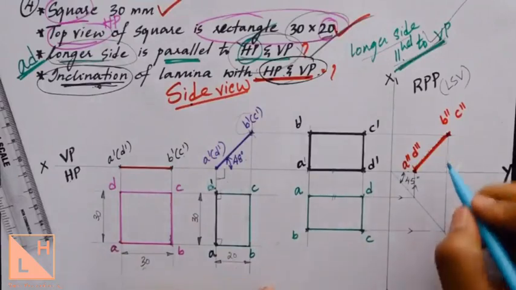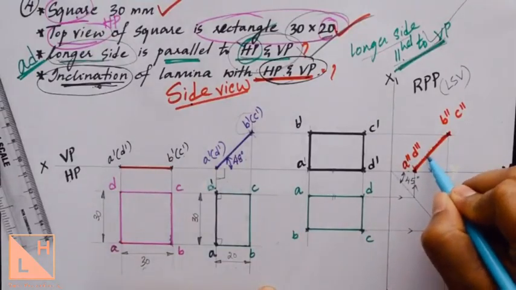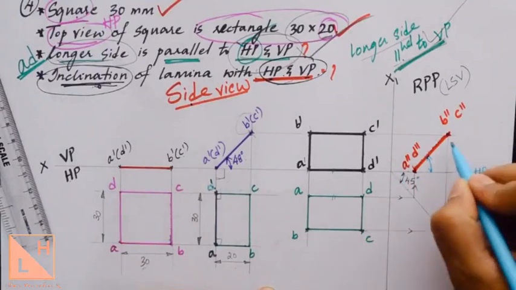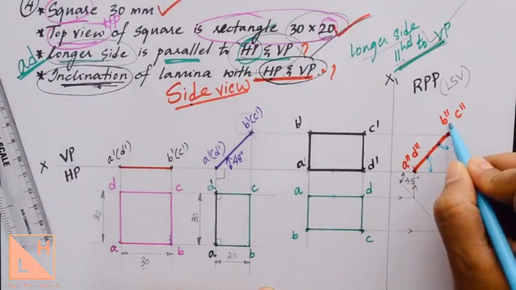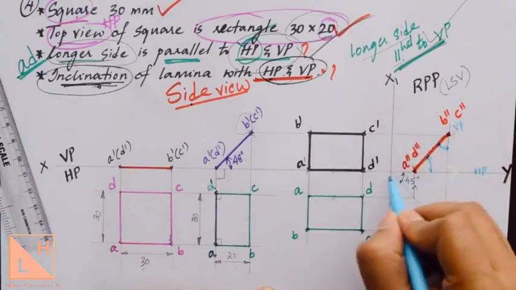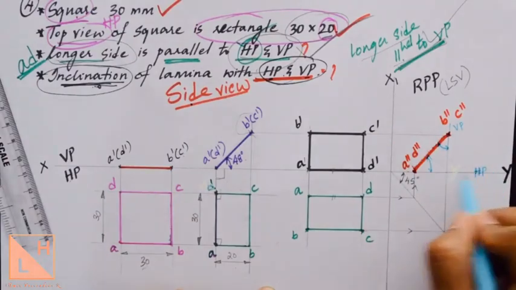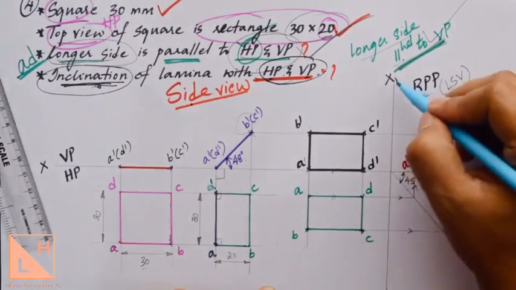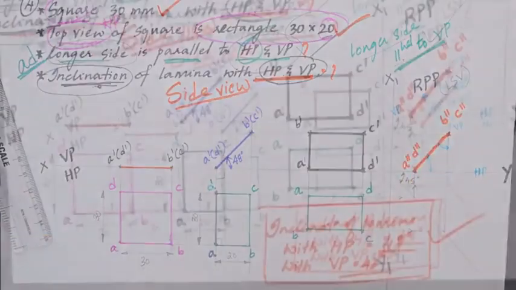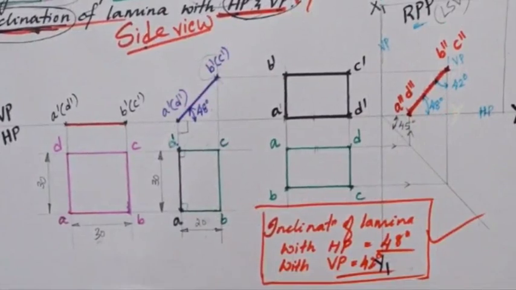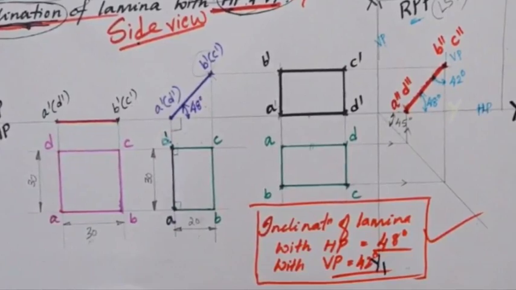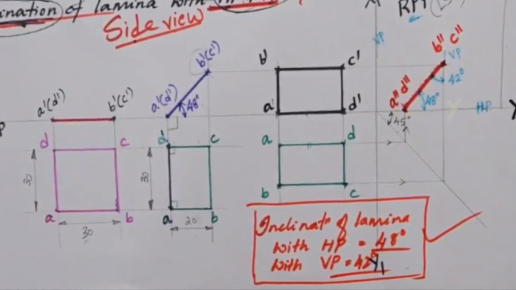After generating the side view, measure the angle with respect to the horizontal line, that will give you the angle with respect to HP. Measure the angle with respect to the vertical line, this will give you the angle with respect to VP, because this horizontal line will represent the horizontal plane in the right profile plane, and this vertical line will represent VP. Measure the angle with respect to the horizontal and vertical lines and mention them as the angle with respect to HP and VP. That completes the problem and you have the solution.